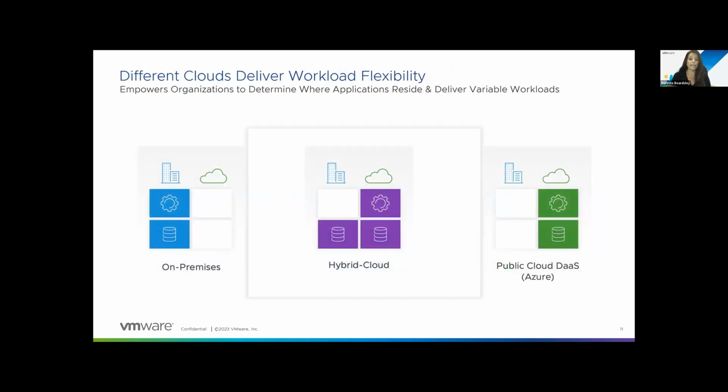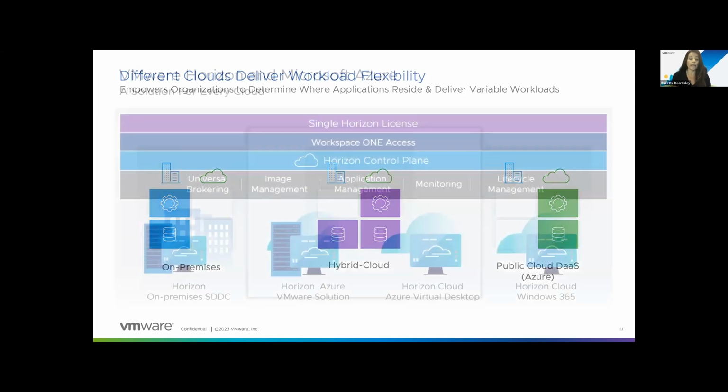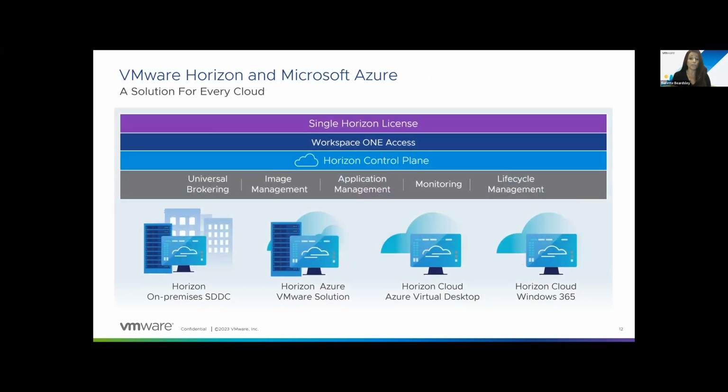So we recognize that everyone's on a different path, or a different place on their journey to the cloud. Some of you are still running everything on premise. Some of you are considering the public cloud. And we find that the sweet spot is in the middle, where you maybe want to run some things on prem still while leveraging the cloud to run some of your workloads. Because of this, we have solutions from Horizon and Azure that fit every cloud.